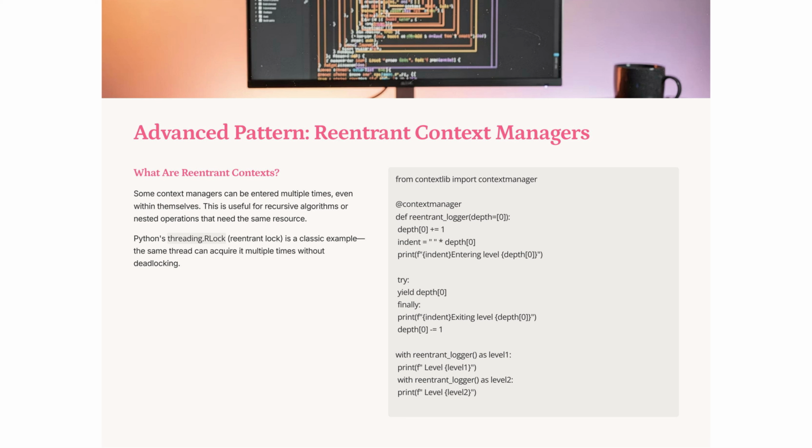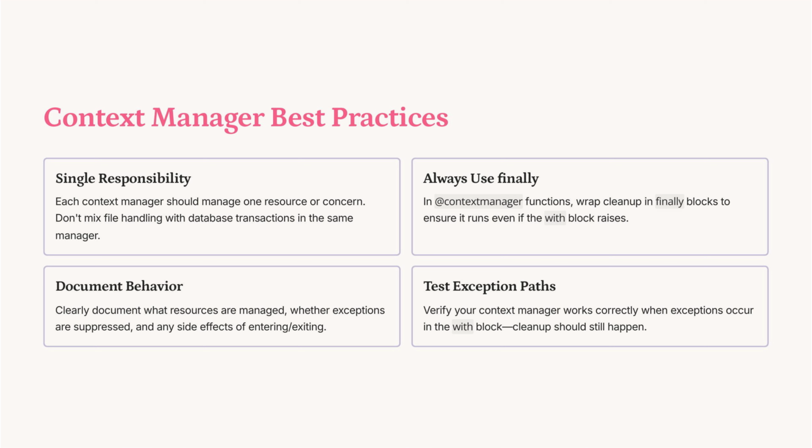Reentrant context managers allow multiple entries, even within themselves, ideal for recursive algorithms. Python's threading.RLock exemplifies this, enabling the same thread to acquire it multiple times without deadlocking. Using contextlib, a reentrant logger can manage nested operations, incrementing depth on entry and decrementing on exit, ensuring smooth recursive processing. Ensure each context manager handles a single resource to maintain clarity.